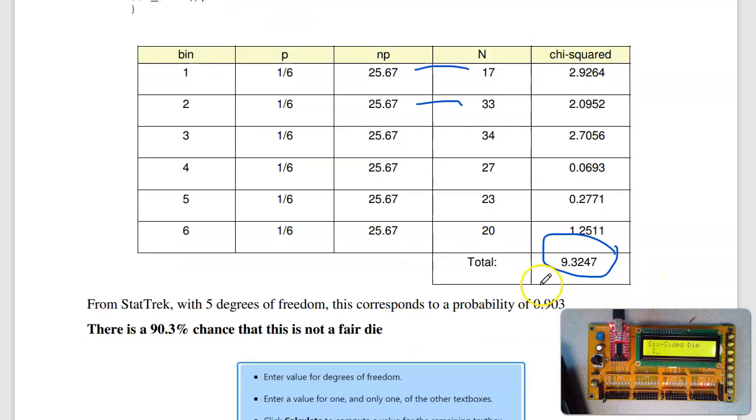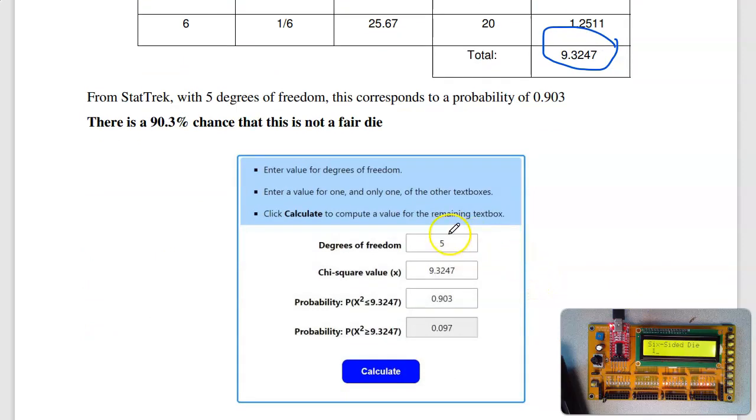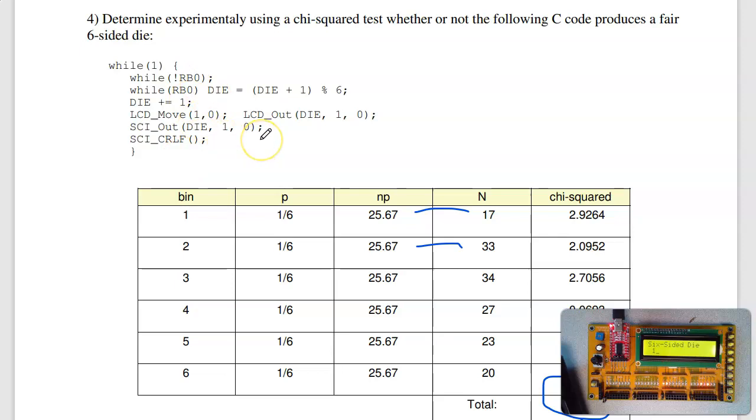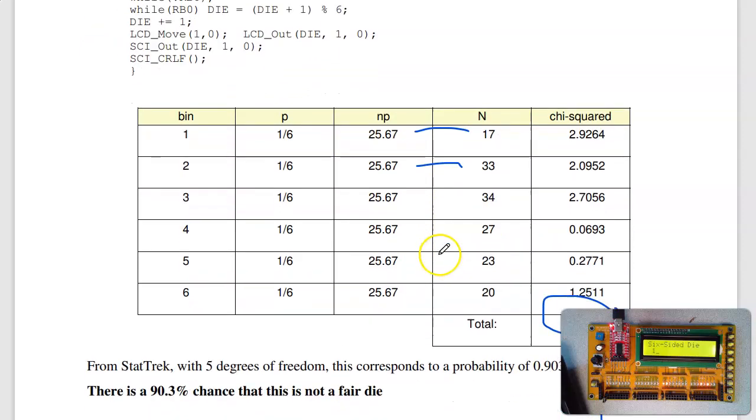To convert that to a probability, I go to a chi-squared table, or StatTrek. I've got 6 bins, meaning 5 degrees of freedom. My chi-squared score is 9.32. Convert that to a probability. Probability is 90%. So based upon this data, I'm 90% certain this is not a fair die. It actually is a fair die, I just occasionally get unlucky. Didn't get very many ones. But that was my data.